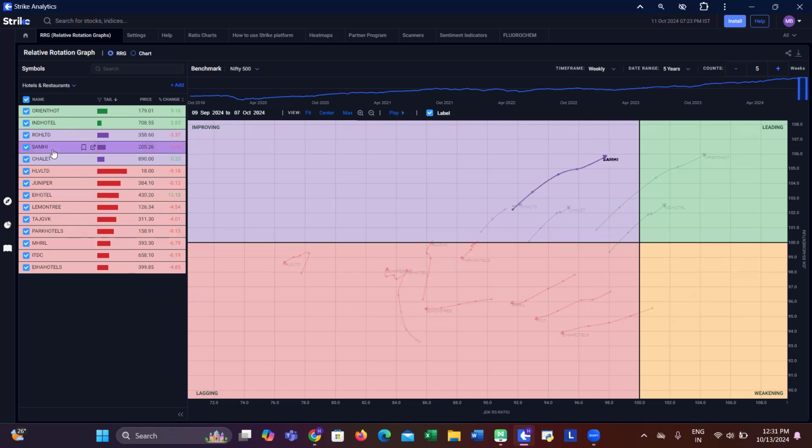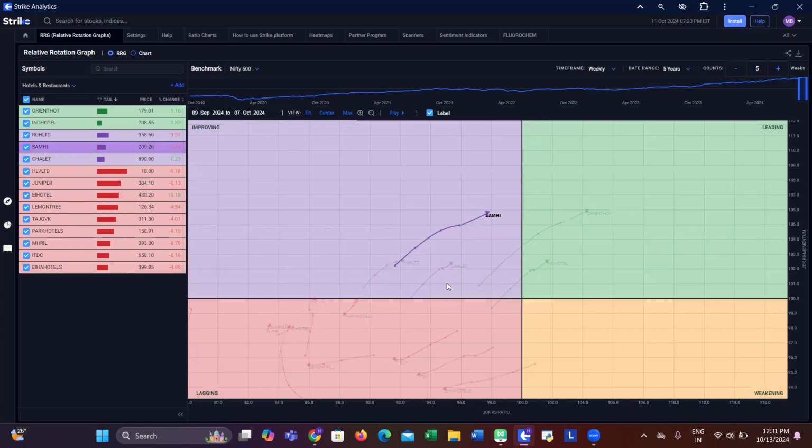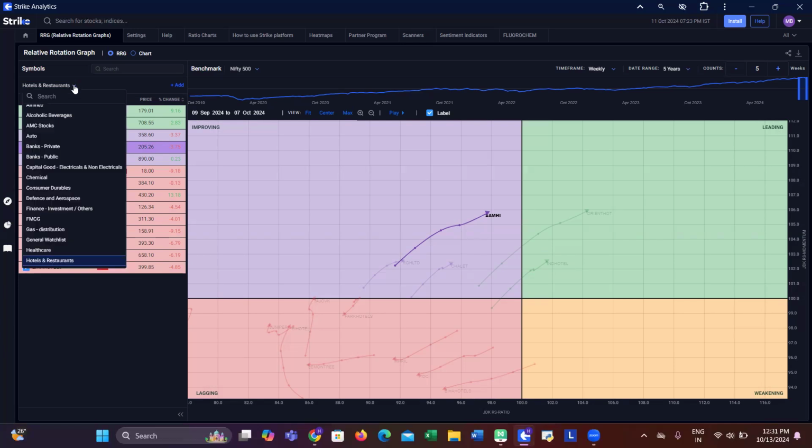Right. So Sami, yes, still heading towards leading. We spotted this well in advance when it was in lagging, and now it is improving and heading towards leading. There was a slight reduction in the RS momentum, but now again it has picked up pace and is heading towards leading. So this is the situation of the different stocks within the hotel industry. Again, any discussion around stocks or indices is not a buy or sell recommendation, folks. It's just to understand how the RRG chart works and how we can utilize it for our study and understanding.